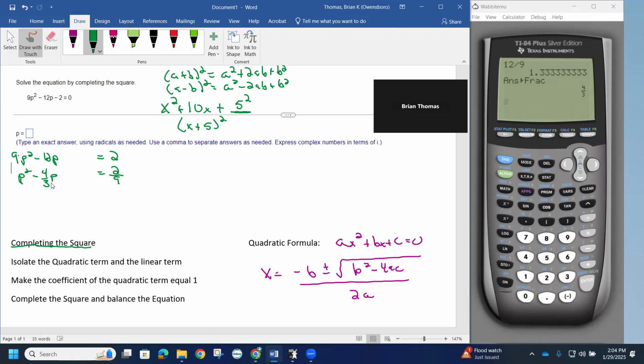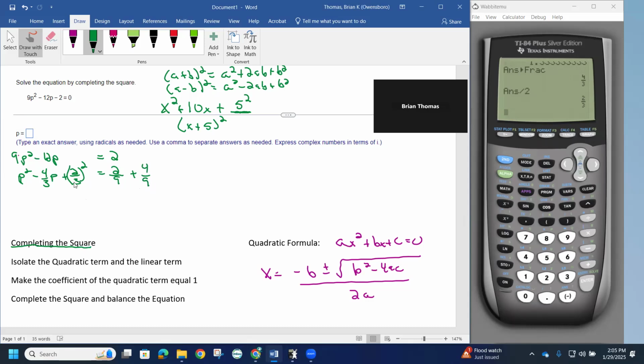Now, to complete the square, we take half of this 4/3. To take half of 4/3 means to multiply it by 1/2 or divide by 2. If we divide that by 2, that gives us 2/3. Then we're going to square it. So this tells us to add 2/3 squared here. But to balance the equation, we have to add 2/3 squared on the other side of the equation too. We can go ahead and do the math on the other side. 2/3 times 2/3 is 4/9.